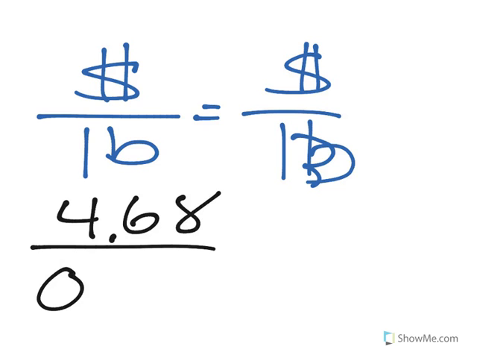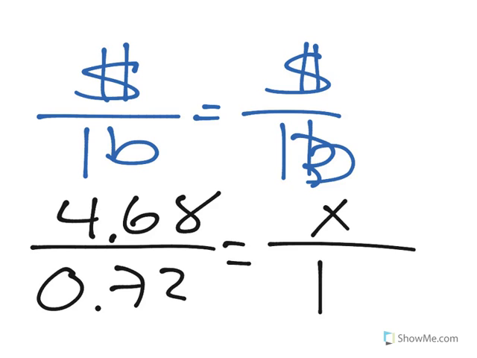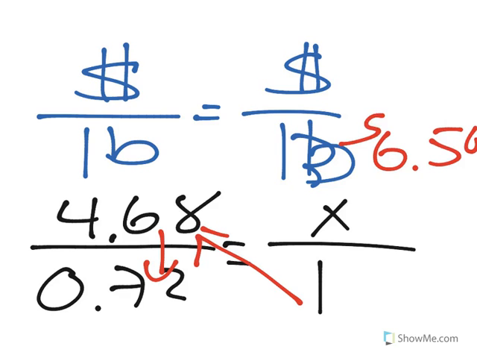$4.68 for 72, and I know I want to find out how much for 1 pound. So basically, I'm going to do my proportions. And since this is a proportion, I can actually cross multiply. I can say 1 times $4.68 is $4.68 divided by 72. And if I do that correctly, I get 6.5, which is $6.50 per pound. So the answer is D.